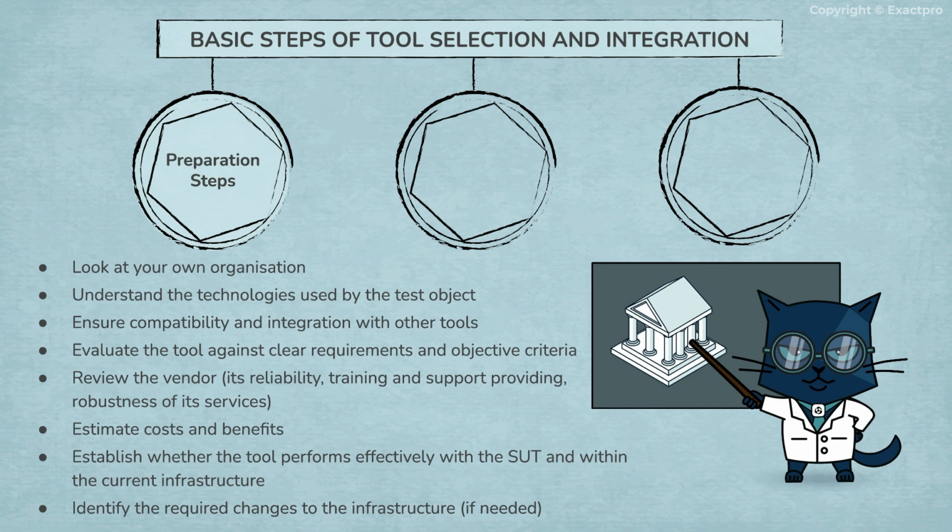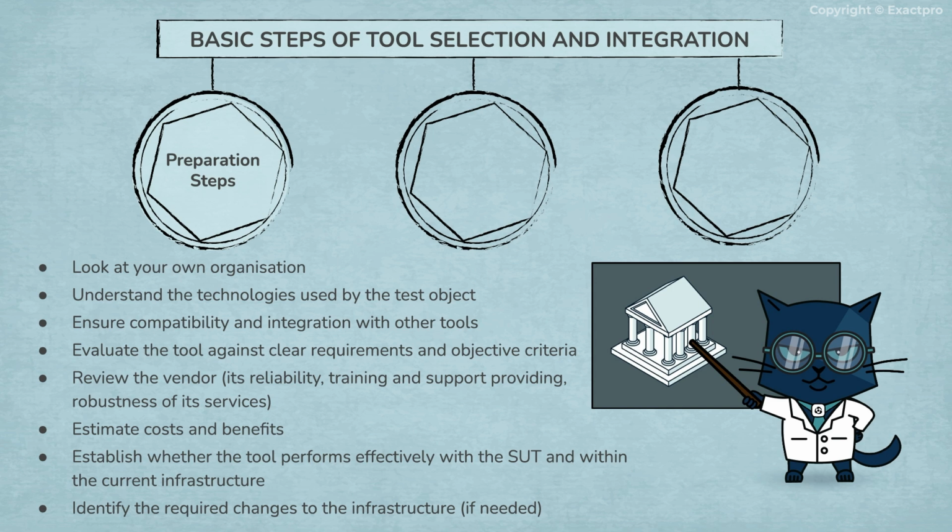Let's review the basic steps of tool selection and integration into a company. First, we start with the preparation steps. What do we have to think of when choosing a tool for your company? You start from looking at your organization, assessing its strengths and weaknesses. Then, you identify opportunities for an improved test process supported by a tool. You have to understand the technologies used by the test object because you have to select a tool that is compatible with them. If you are already using other tools, you have to ensure compatibility and integration.